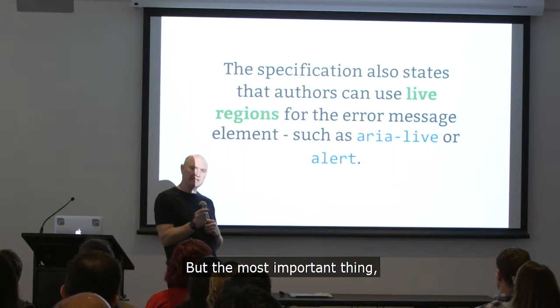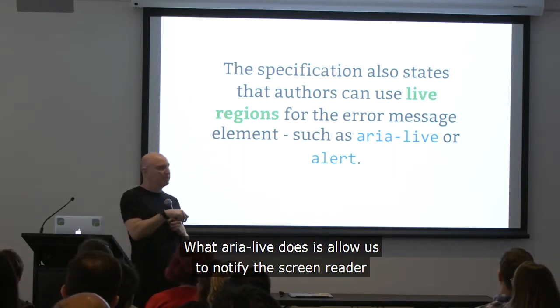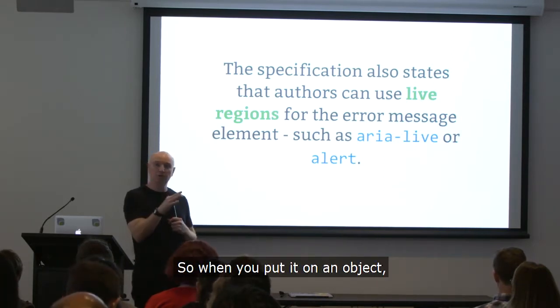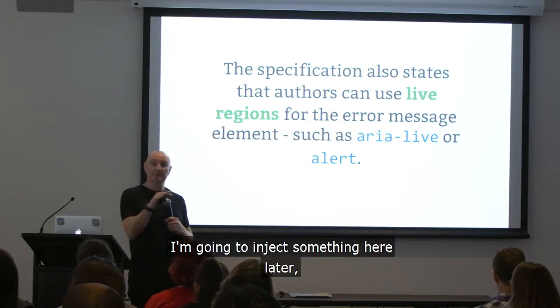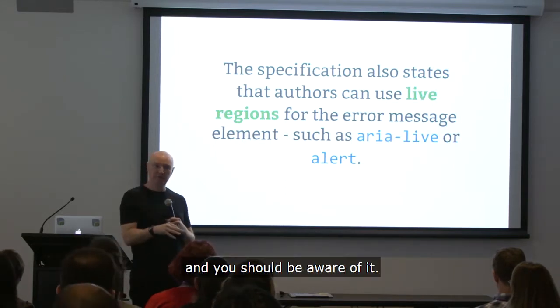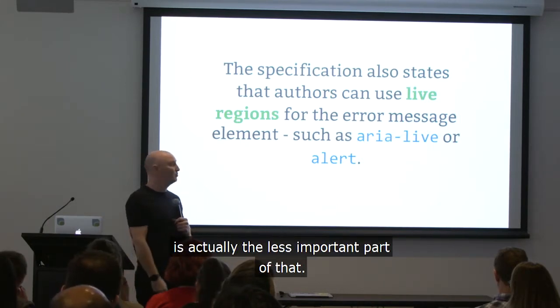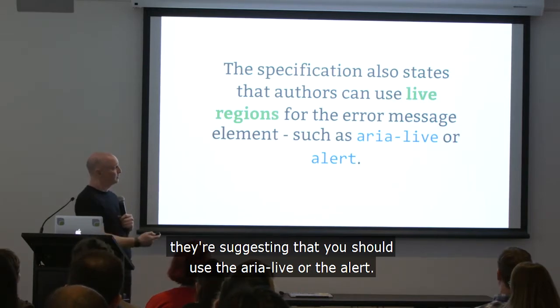But the most important thing is actually not the part about the announcing. What ARIA Live does is allow us to notify the screen reader that there's a change in the DOM. So when you put it on an object, it will watch that space and go, I'm going to inject something here later, and you should be aware of it. The aspect about announcing it is actually the less important part. But in this case, they're suggesting that you should use the ARIA Live or the alert.